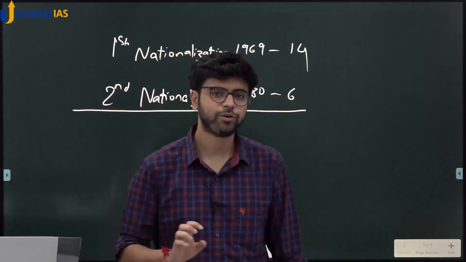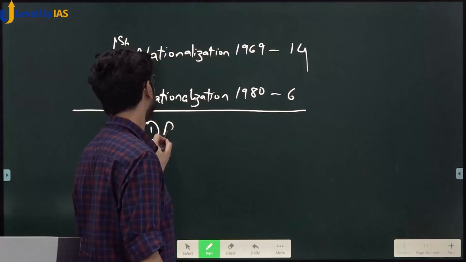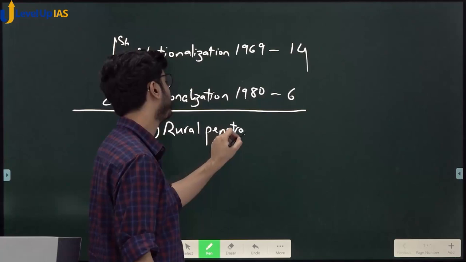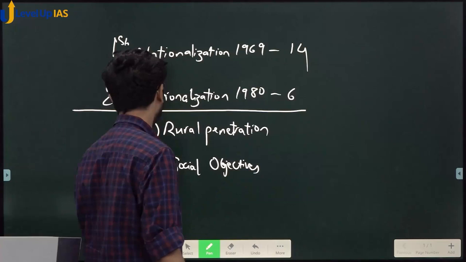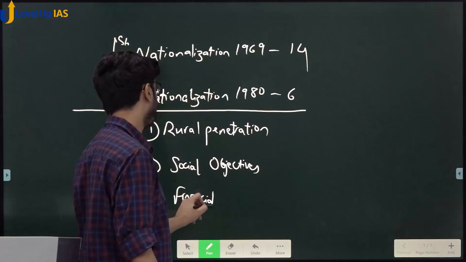One, rural penetration. Because if government has the bank, then it can open branches in rural areas. Private people will not open. Second, social objectives, to achieve social objectives. Banking habits. Third, financial literacy. If people come to know what a bank branch is, how to deposit, how to withdraw, they will start saving. Right?